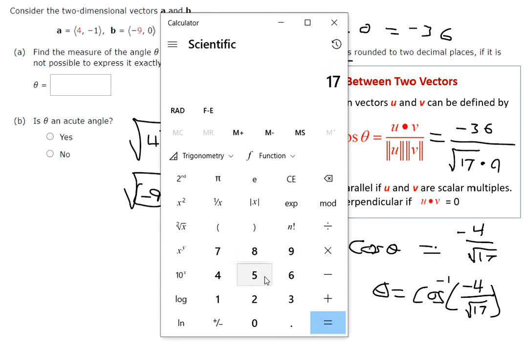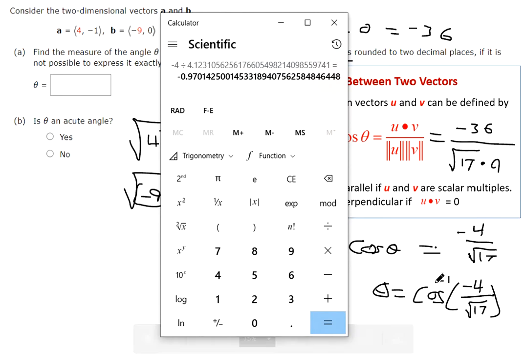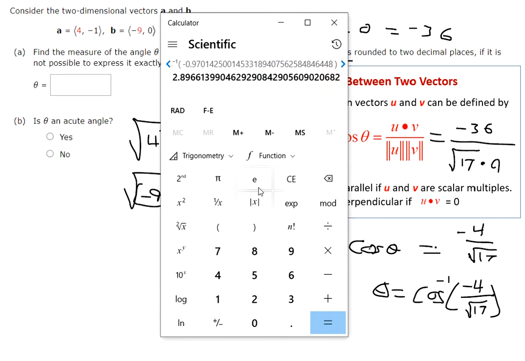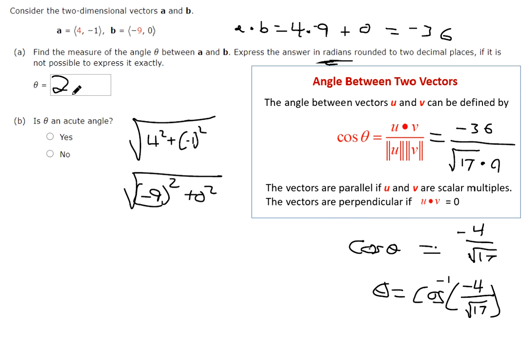So I'm actually going to do the square root of 17 first. I'm going to copy that to my clipboard. And then I'm going to type in -4 divided by the square root of 17. And so that's what I need arc cosine of. I'm going to hit trig, second, and there's inverse cosine, arc cosine. So in radians, it looks to be 2.90 when we round to the second decimal place.